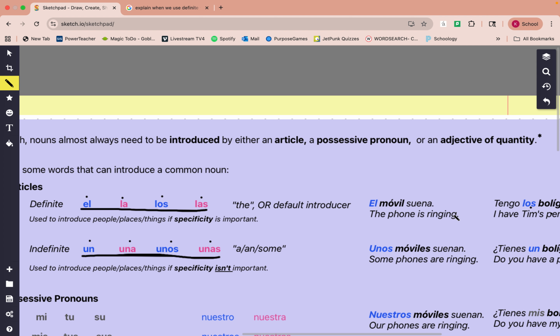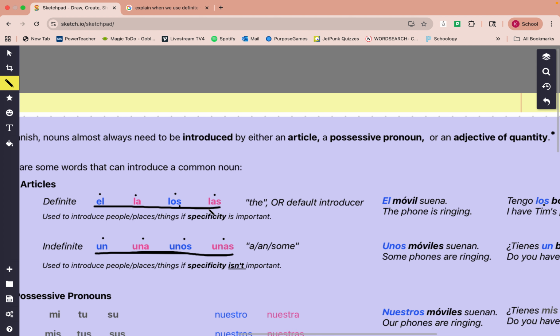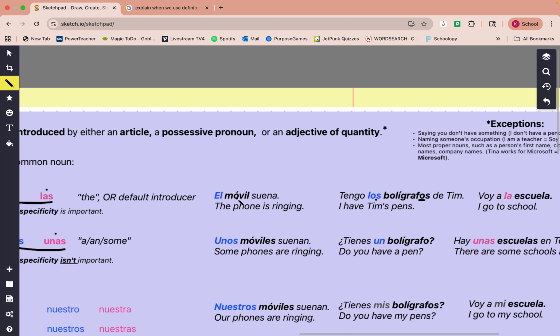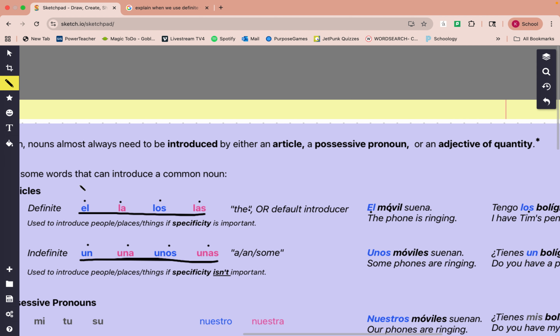Gender isn't the only thing that has to match. The other item that has to match is the number. So notice here, móvil is a masculine word. It doesn't have a part at the end that tells us the gender, so we just have to know that móvil is masculine. But we know that móvil is masculine, and so we have to use el with móvil, because el is a singular definite article. It can be used to refer to one thing.